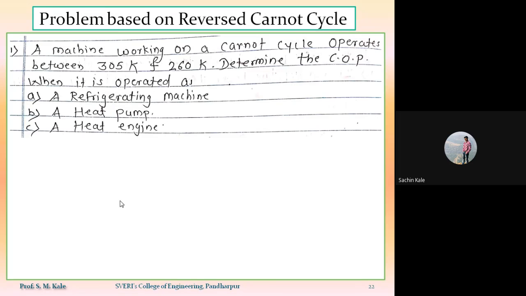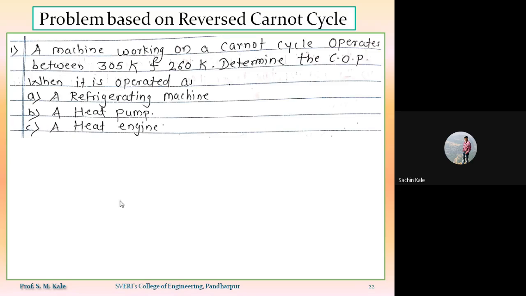Okay. So there is a machine which is working on a Carnot cycle. Here, instead of using the reverse Carnot word, they will use the Carnot cycle only, because whenever you are applying the Carnot cycle in terms of refrigerator or heat pump, that will become a reverse Carnot cycle. And whenever you are applying the Carnot cycle in terms of heat engine, that will become only the Carnot cycle. So don't confuse that. Whenever the Carnot cycle word is used along with refrigerating machine or heat pump, you have to consider that the Carnot cycle is nothing but a reverse Carnot cycle.